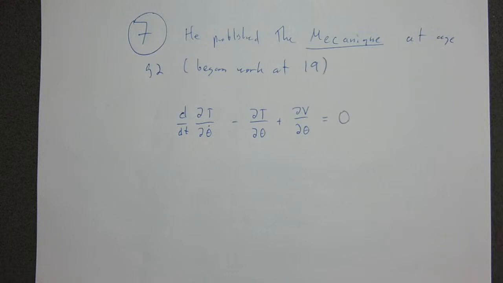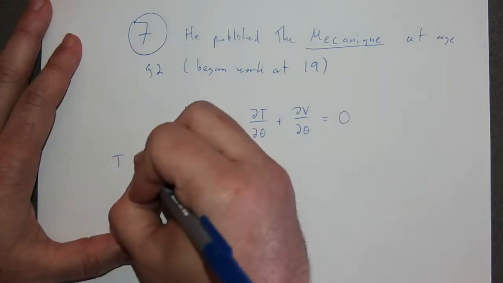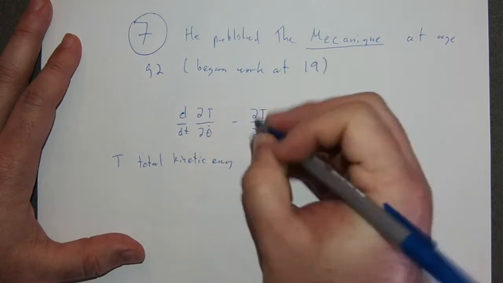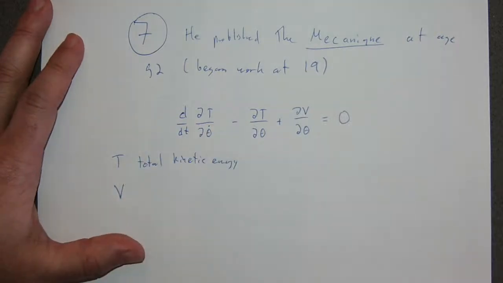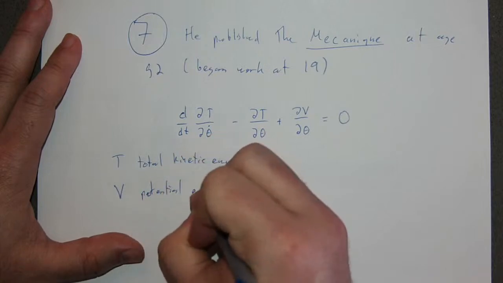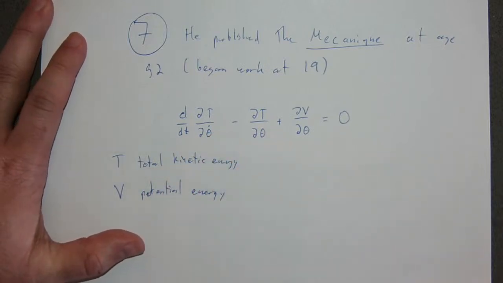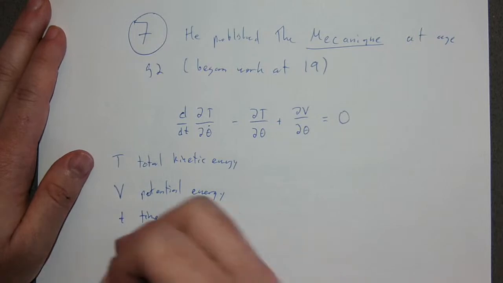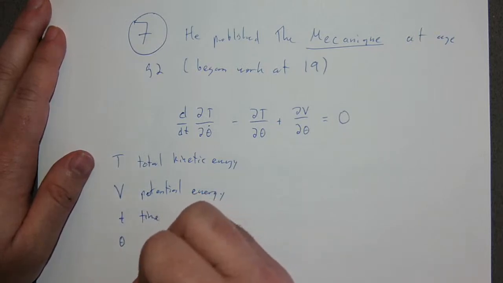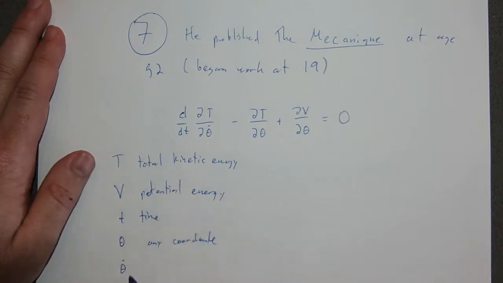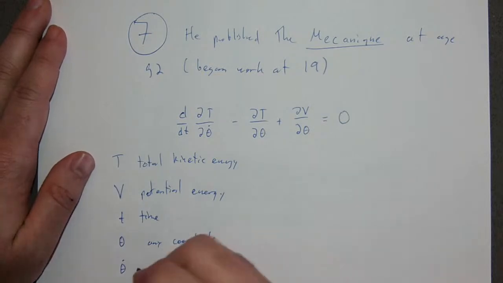Let me describe what some of these quantities are. T is the total kinetic energy. V is the potential energy. t is time. Theta is any coordinate. Theta dot is Newton's notation for dθ/dt, the derivative of theta with respect to time.